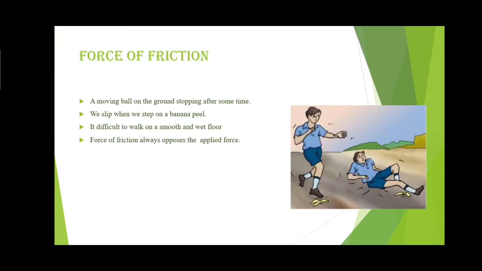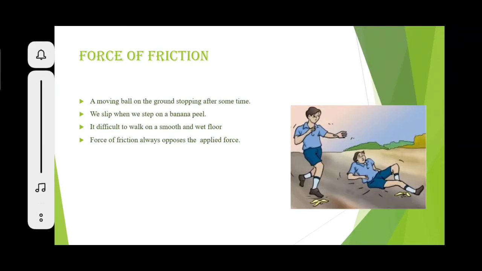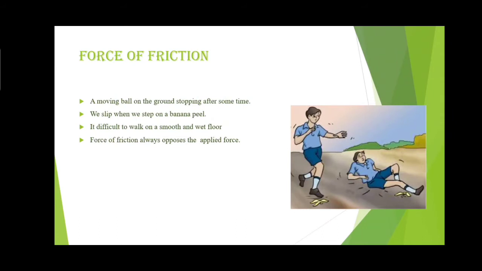A moving ball on the ground stops after some time. Because of what? The moving ball stops in the end. If you roll a ball, it moves faster, and at the end it becomes slow. Why does it become slow and stop? Because of friction. The next example is that we slip when we step on a banana peel, right?